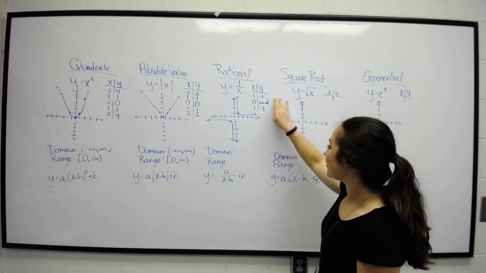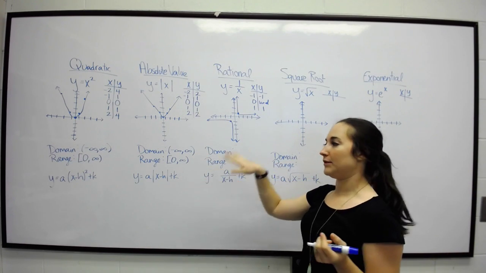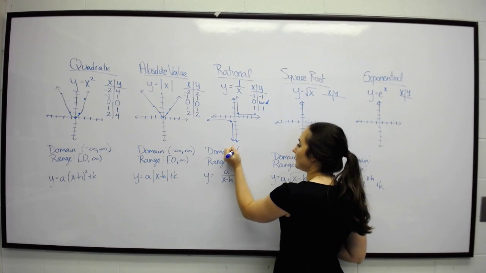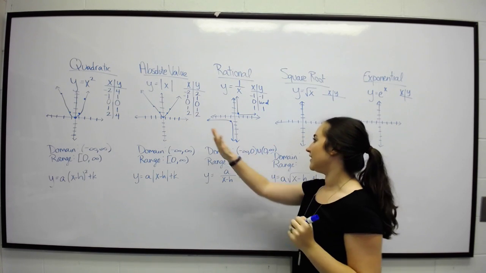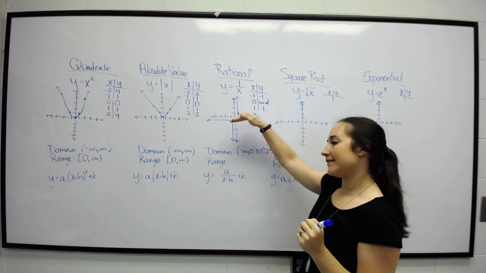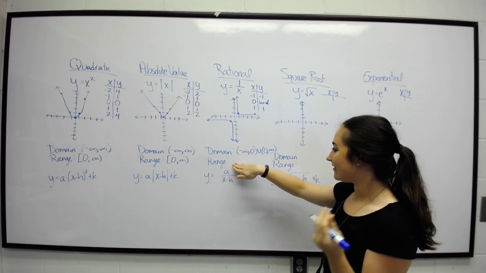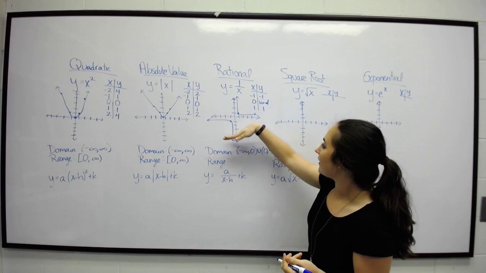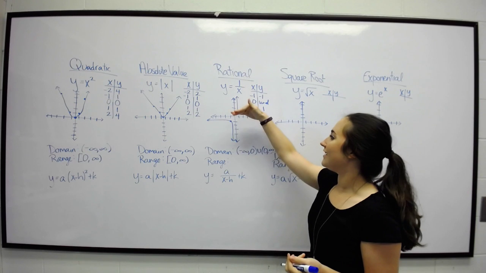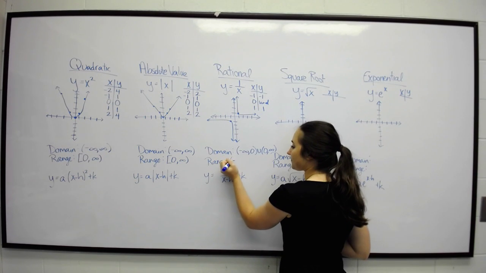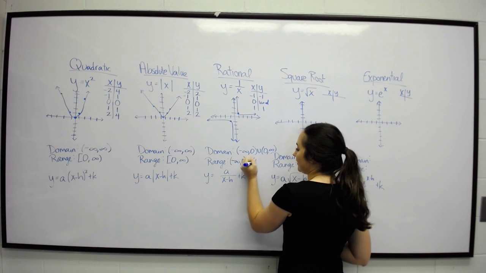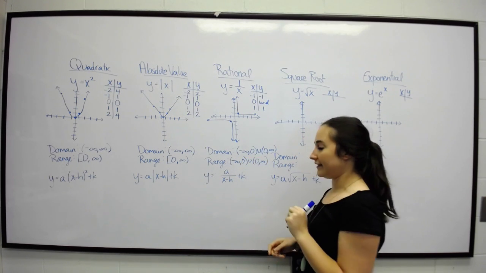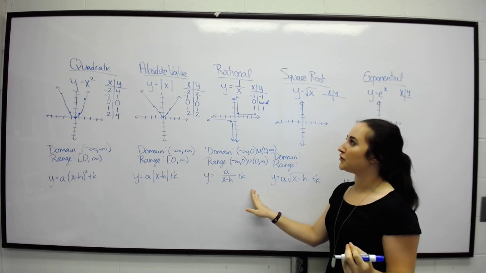So as you can see, the domain is not going to be all real numbers. But the domain is going to be from -infinity to 0, union 0 to +infinity. It can be any number except for 0. So the range, similarly, it looks like we can have any y value except 0. So again, it would be -infinity to 0, union 0 to infinity. Okay, we're looking at real numbers here.